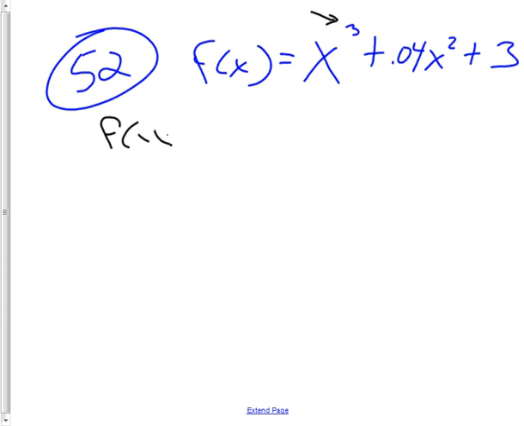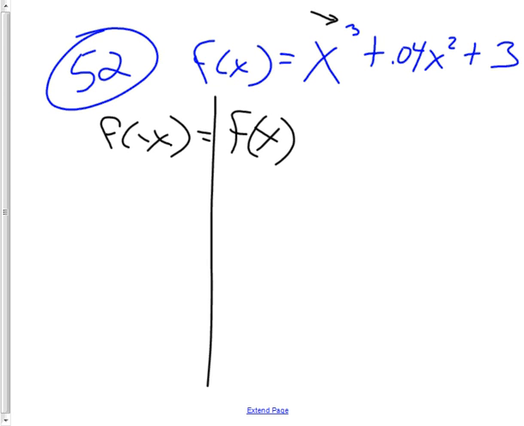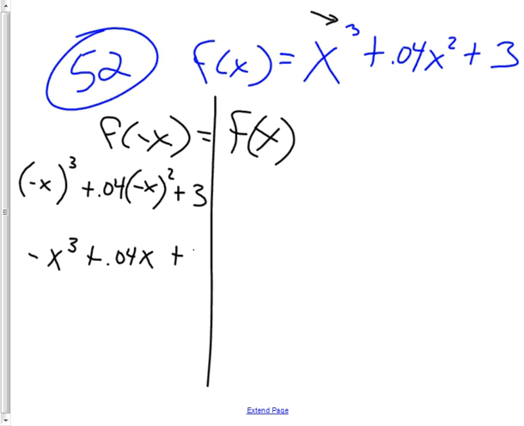F of negative x is how they all start. Equals f of x. I'm testing for even. I'm going to drop in a negative x in here. So in all my spots where there was an x, I just put an empty spot. And now I'm going to drop in a negative x here and here. And now I'm going to get negative x cubed plus, and that negative will cancel off, 0.04x plus 3.